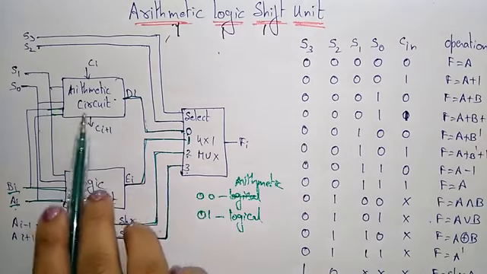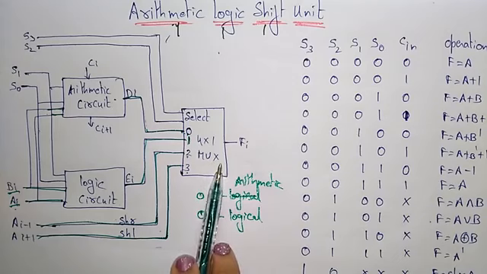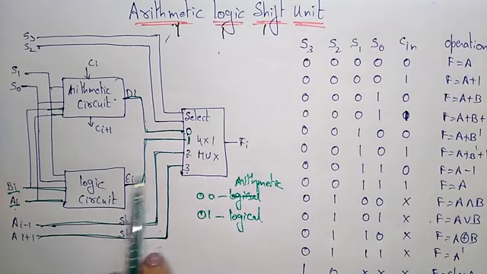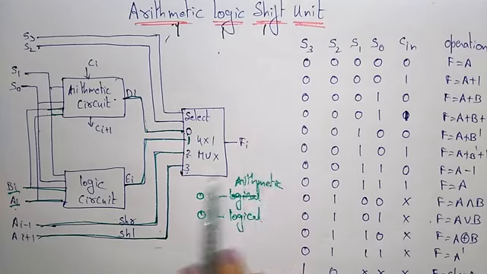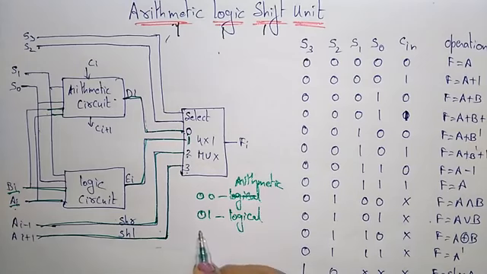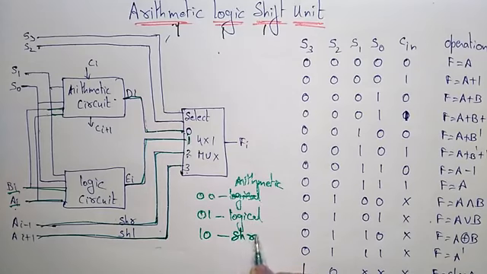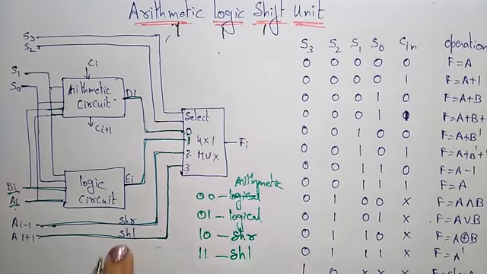If the 4x1 multiplexer input is 0, 0, it indicates the arithmetic operations, and the output will be all the arithmetic operation outputs like A plus B, negate and so on. If it is 1, 0, that is nothing but 2, meaning a shift right operation. And 1, 1 means shift left operation, SHL. Here AI minus 1 is the shift right, AI plus 1 is the shift left.